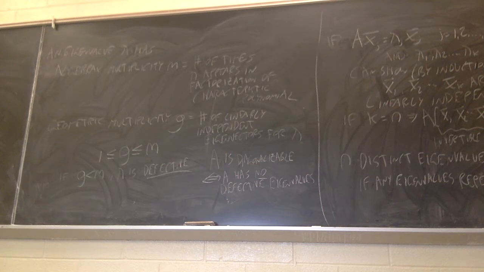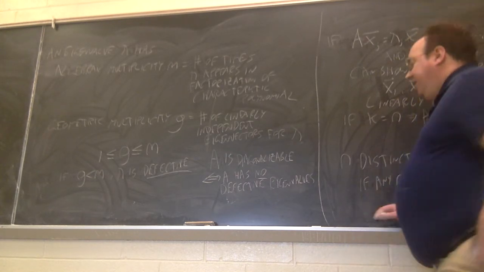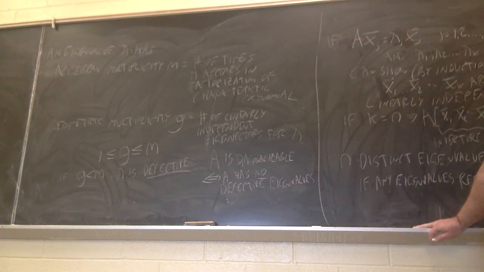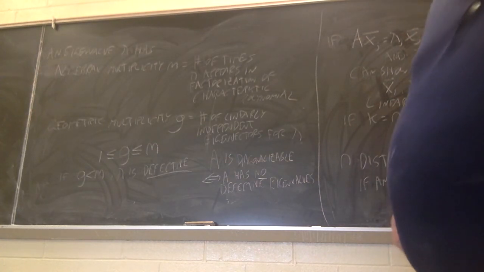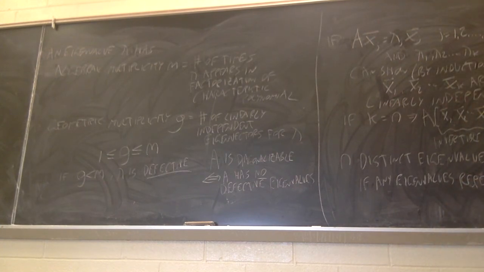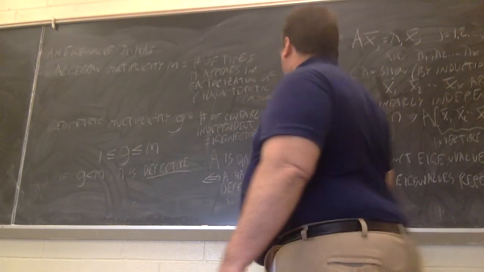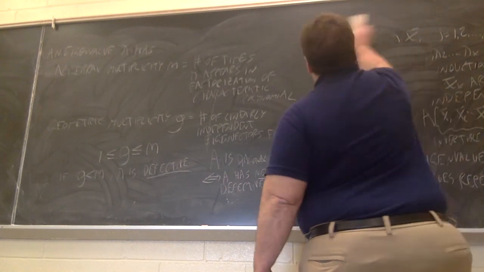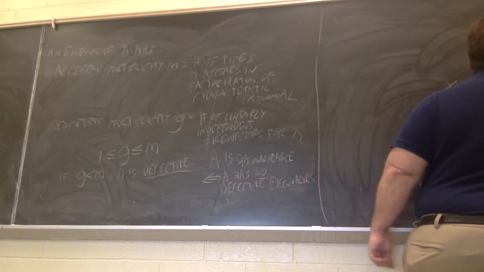Now, for instance, any normal matrix, which we already know is diagonalizable, does not have any defective eigenvalues because all the eigenvectors are not just linearly independent, they're orthonormal. Okay. So what happens in the case where you have at least some defective eigenvalues?